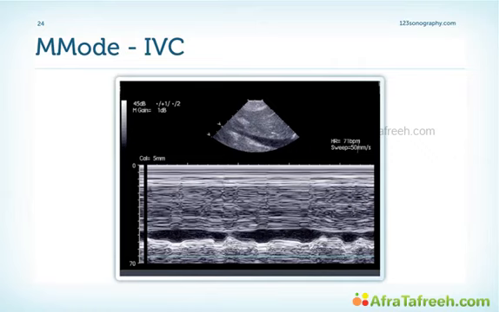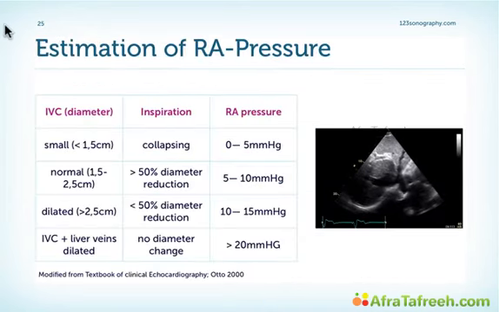M-mode is quite helpful to visualize the collapse of the inferior vena cava, and you can see that nicely here on this picture. But be careful to keep the inferior vena cava centered, as otherwise you can produce a collapse where there is no collapse. Taking both parameters, the width and the reaction to inspiration together, you get a fairly good estimate about right atrial pressure. And you can see that in this table, which you can find in your fact sheet.